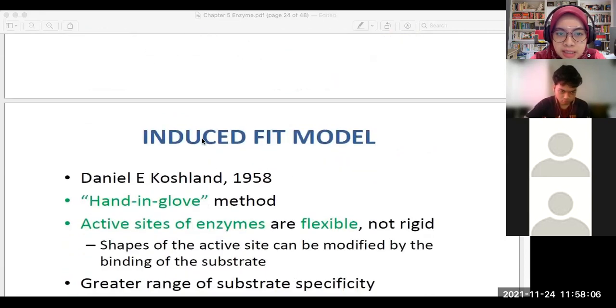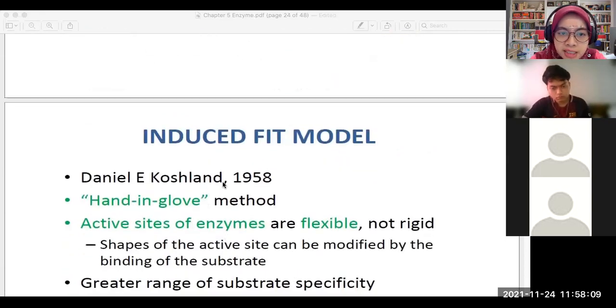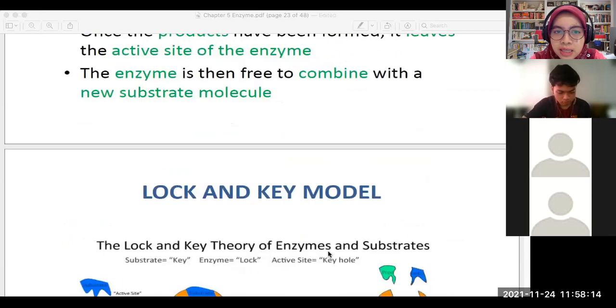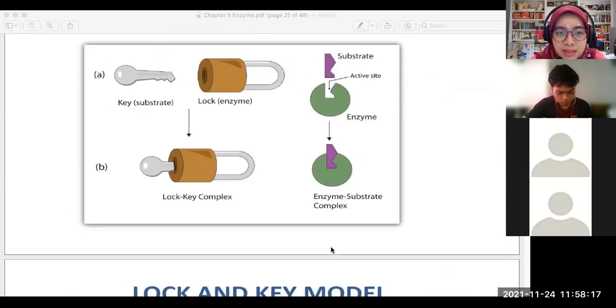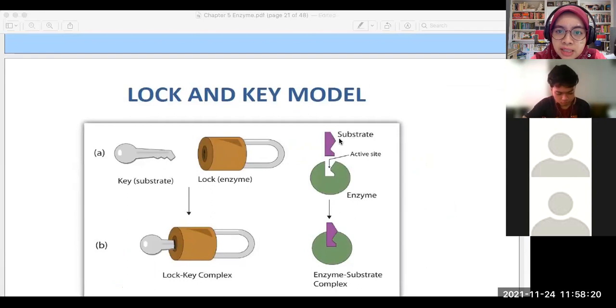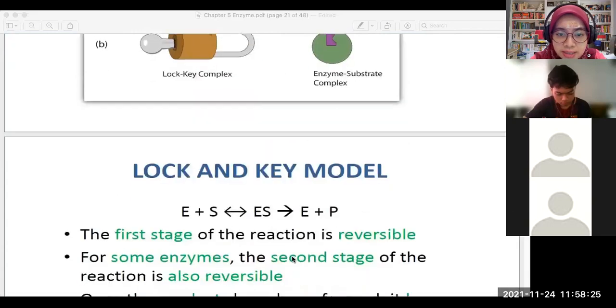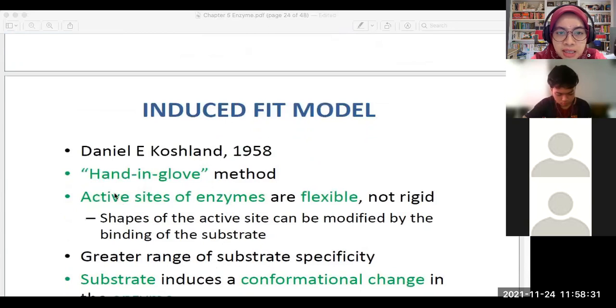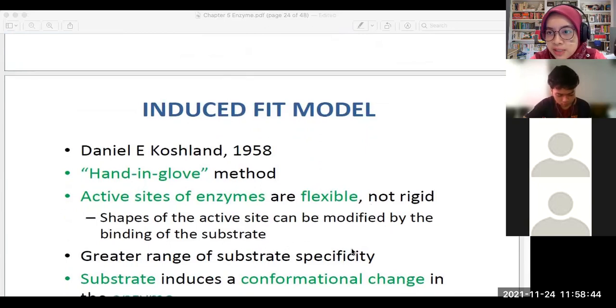Another model is the induced fit model by Daniel E. Koshland. This model is a bit more flexible compared to the lock and key just now. Lock and key is quite rigid, meaning that only a substrate that can fit into the active site can bind to the enzyme. But induced fit is flexible. He proposed that the active sites of enzymes are flexible, not rigid, meaning that the shape of the active site can be modified to bind to the substrate. So it has a greater range of substrate specificity.